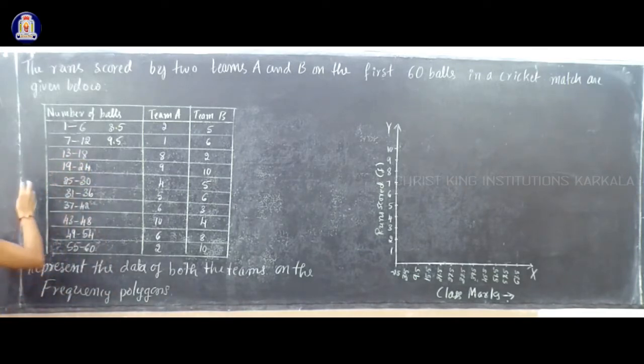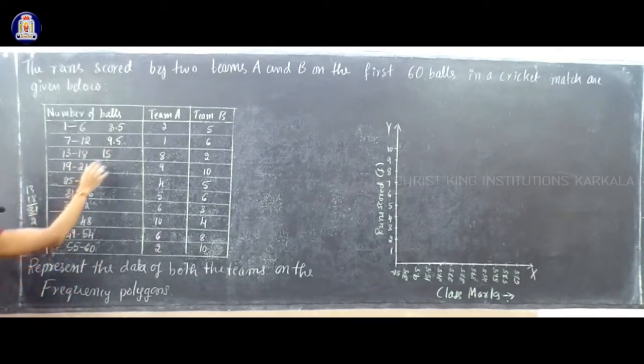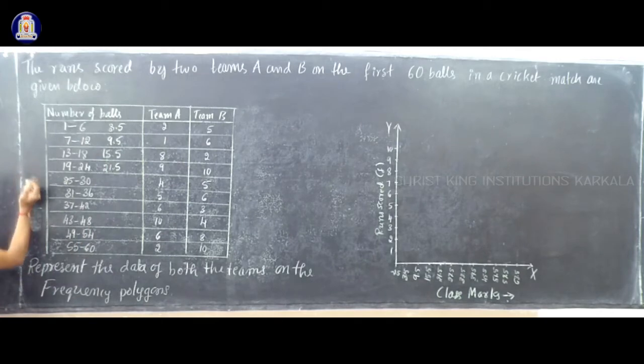13 plus 18 is 31. 31 divided by 2 gives you 15.5. You just do the division inside. Next, 19 plus 24 is 43. 43 divided by 2 gives you 21.5. And next, 25 and 30.